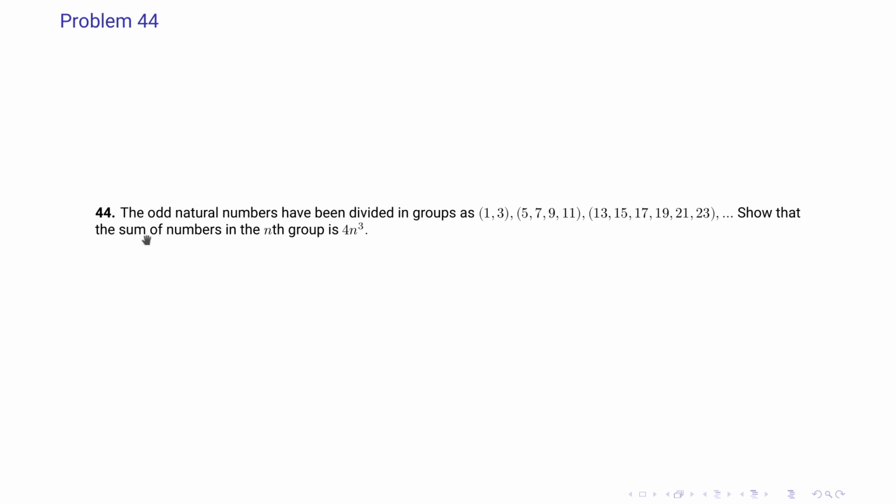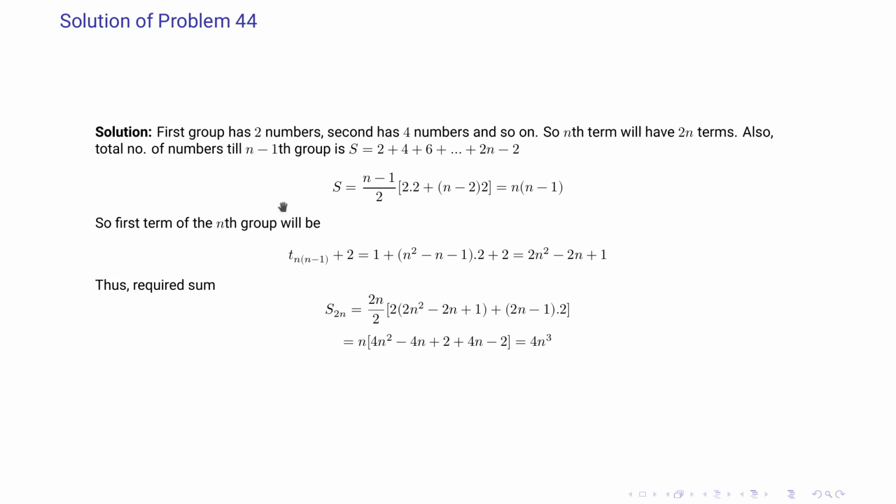Problem number 44 says: the odd natural numbers have been divided into groups as 1, 3, 5, 7, 9, 11, 13, 15, 17, 19, 21, 23, and so on. Show that the sum of numbers in the nth group is 4n cube. So the first group has 2 numbers, the second group has 4. So the nth group will have 2n terms.